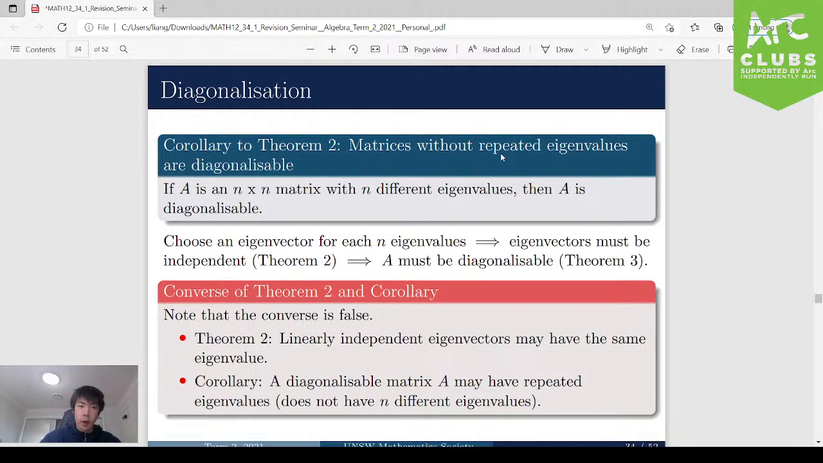A thing to note here is that the converse is not true. So just because you have a diagonalizable matrix does not necessarily mean that you always have n different eigenvalues. There are some cases where you have repeated eigenvalues, but it's still diagonalizable. Okay.